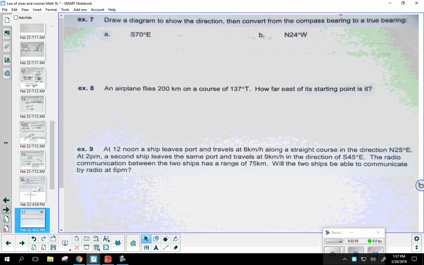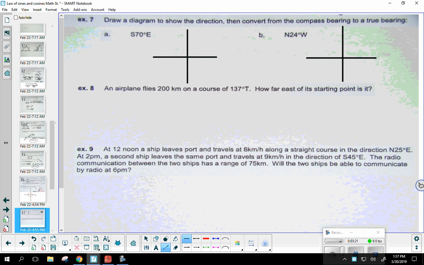Okay, so let's take a look at some examples. Draw a diagram to show the direction, then convert from the compass bearing to a true bearing. All right, so let me get a grid here. You know what, I'm going to do it with this, make it look a lot better. There we go. I'm going to set this one up the same way. Okay. So let's see here. I want to go south 70 degrees east.